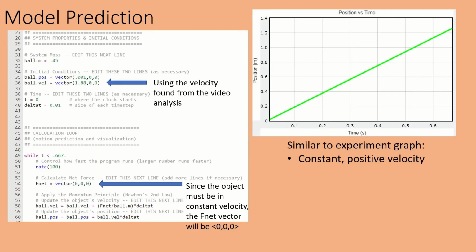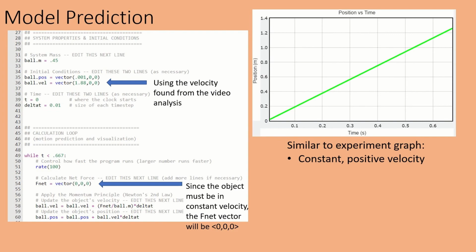This velocity will be the initial velocity component for the computational model. So with the information that we just found from the experiment and from Tracker, we can create a computational model using the provided code. Here, we're using the velocity that we found from the video analysis and inputting that into our ball velocity, which will be our initial velocity. Something important to do here is to set the net force equal to the vector 0, 0, 0, because theoretically, in order for the final velocity and the initial velocity to be equal, the F net vector has to be 0. As you can see, the position versus time chart that the model prediction outputs looks awfully similar to the one that Tracker outputs. However, this one is 100% perfect with no net force affecting it.